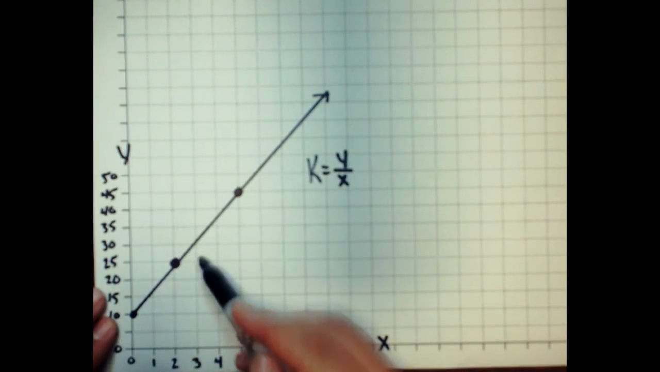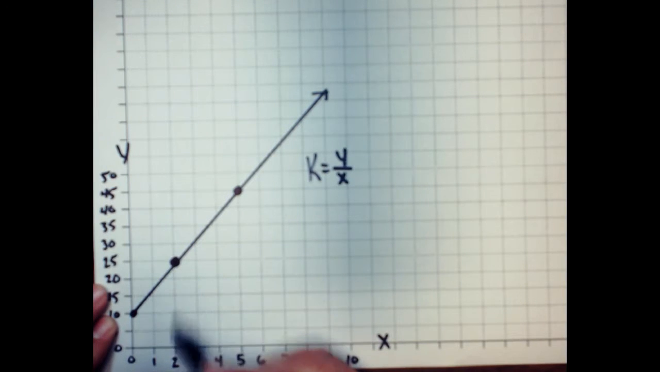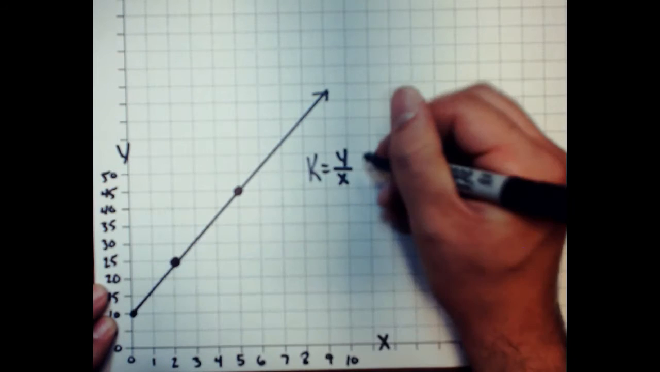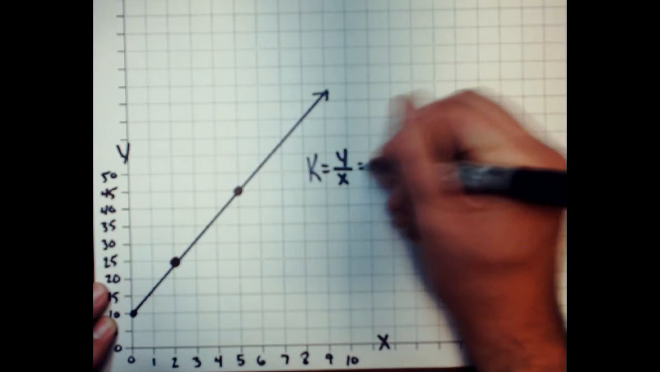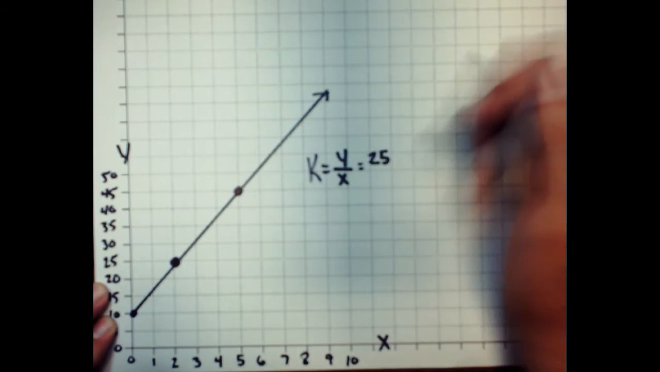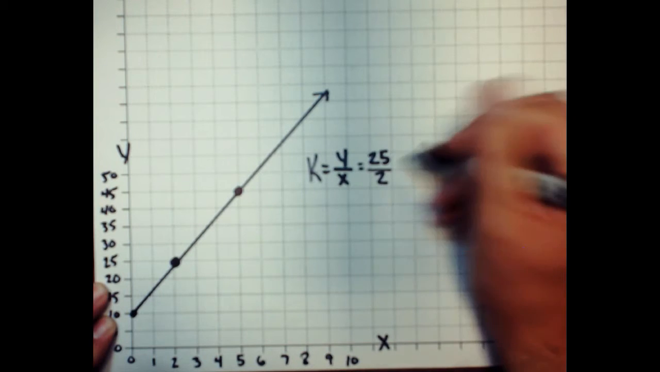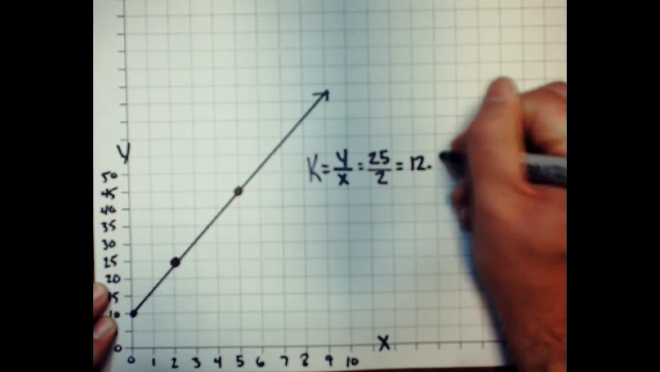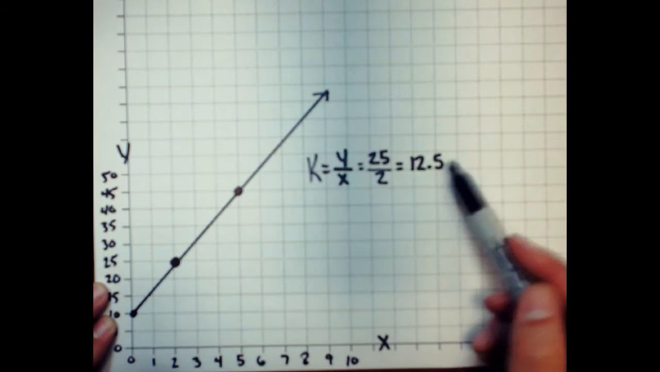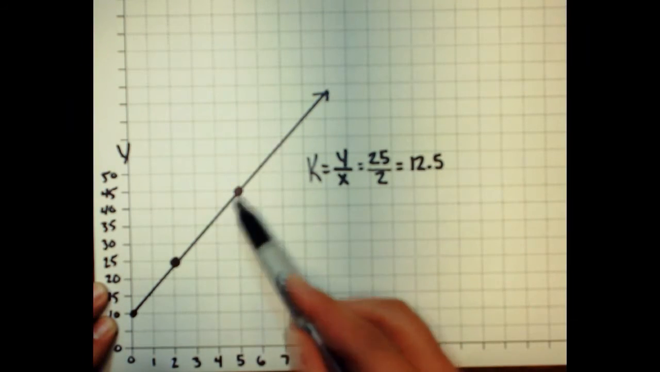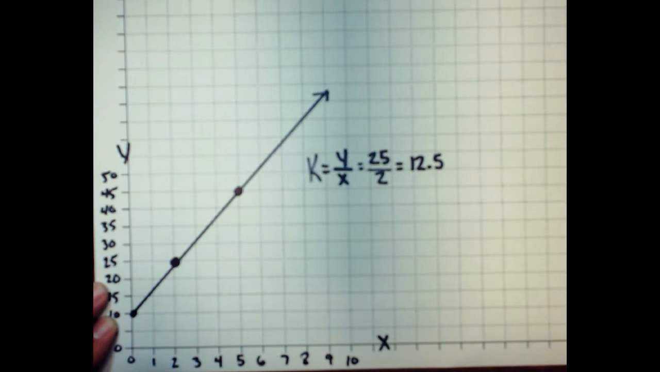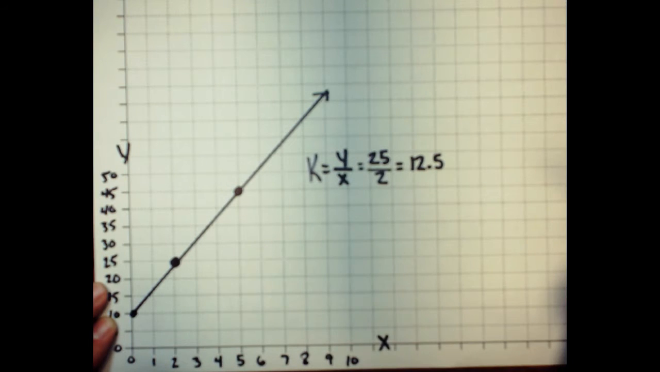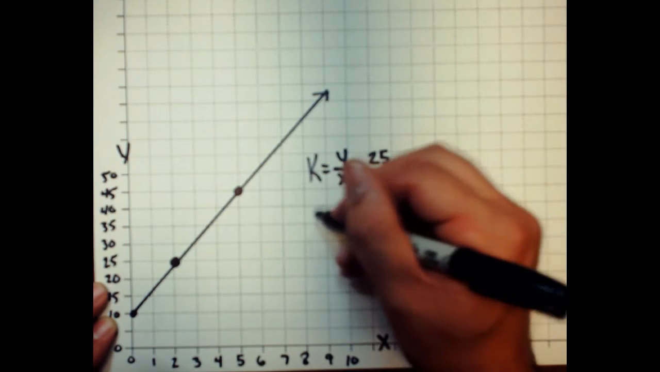I'm going to use this test point first. This X value is 2, this Y value is 25. I'm going to plug that in. 25 divided by 2 gives me 12.5. As long as we get 12.5 again for our other test point, we do have a proportional relationship. However, if we don't, then we can conclude that this is not a proportional relationship.